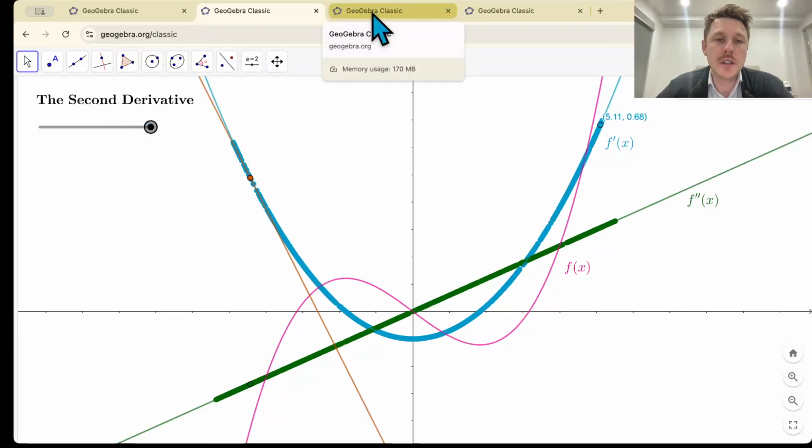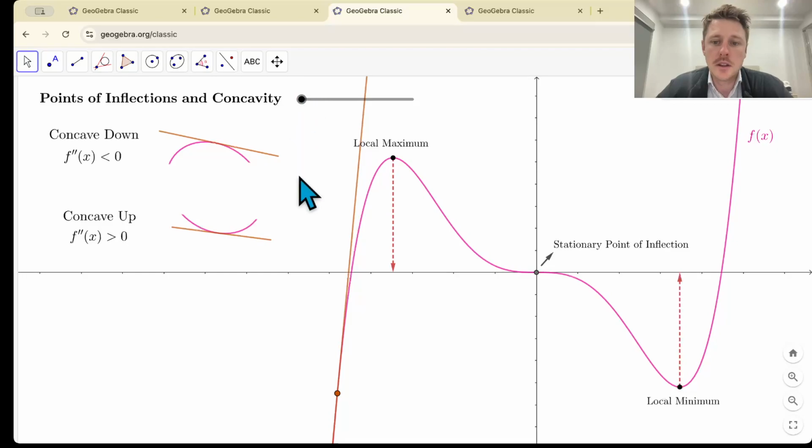Okay, but what will be maybe a bit newer potentially is doing more in-depth analysis, so thinking about and interpreting what the second derivative means. So let's talk about that. Here is a complicated function in pink. Okay, we've got a lot going on, and we're going to talk about a few key concepts. One of the first key concepts we're going to talk about is what's called concavity. So you can see here we've got a little diagram.